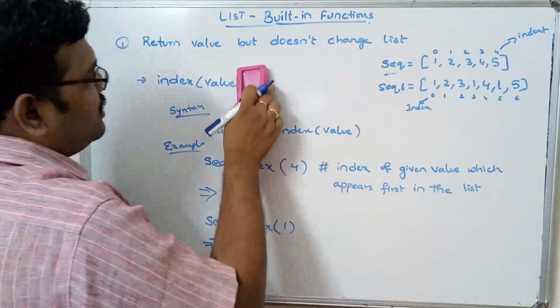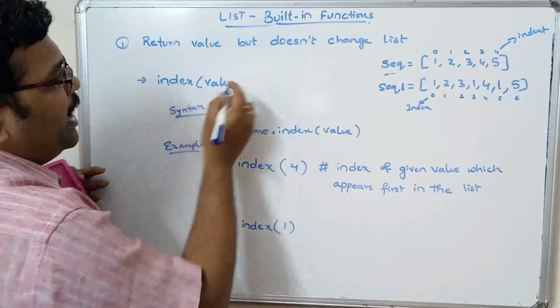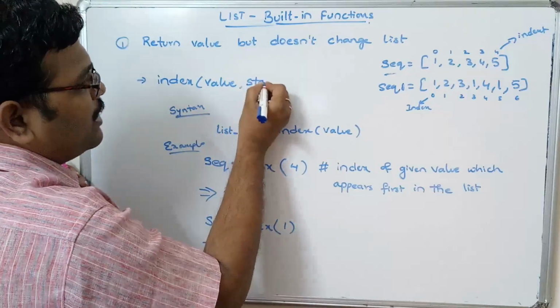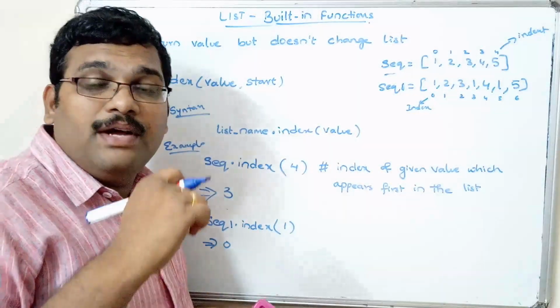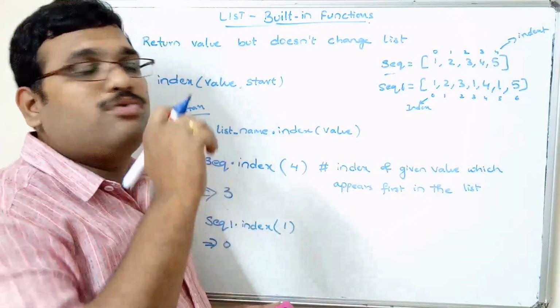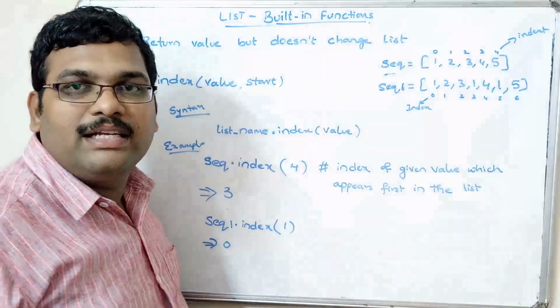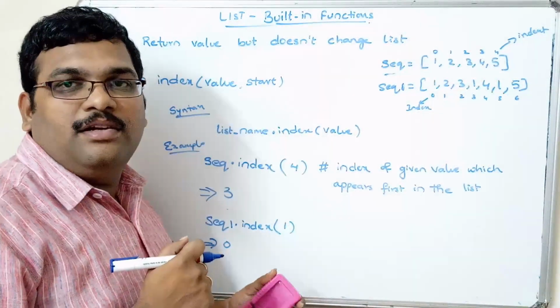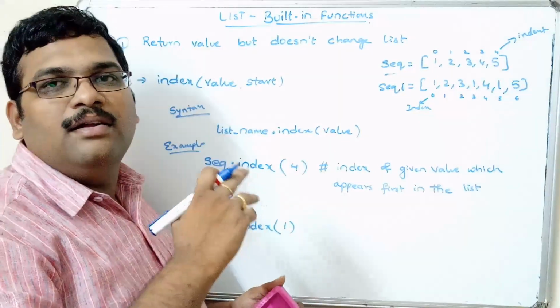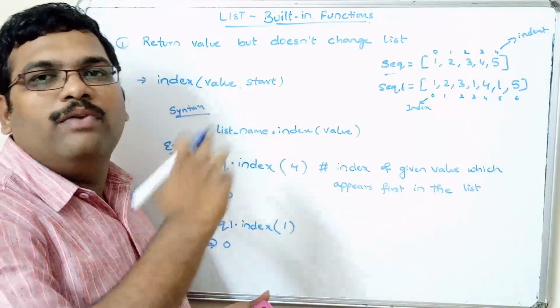The third one is a slight difference. One more argument will be there: value comma start. That means we have to specify the index value from where we have to find the index value. We are giving some range, from which index value we have to start considering.